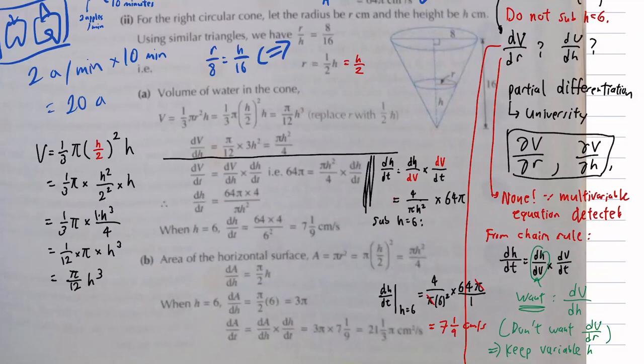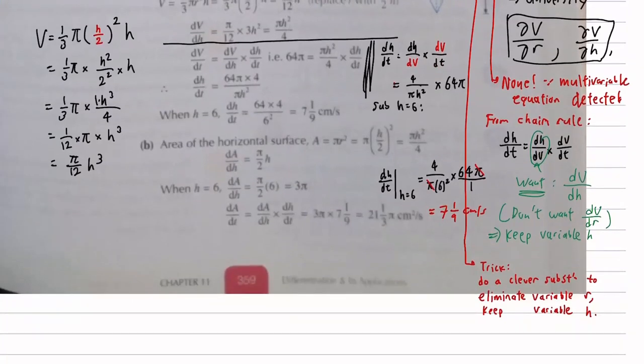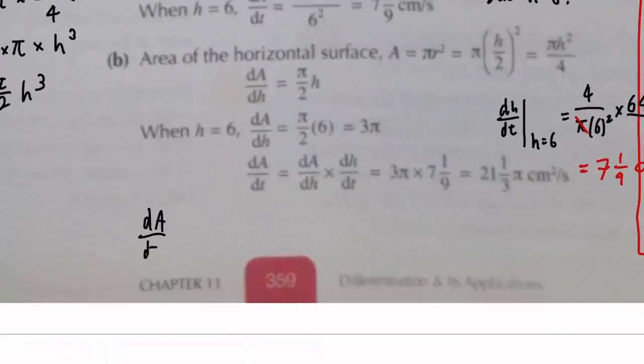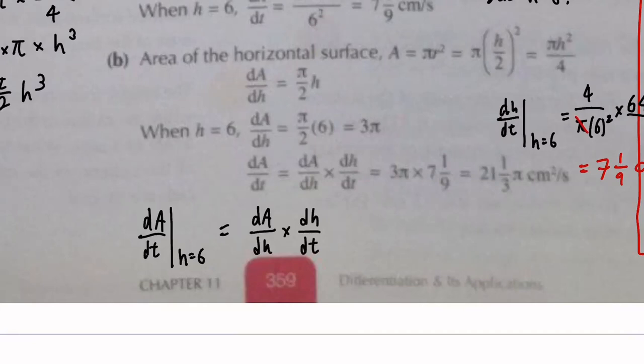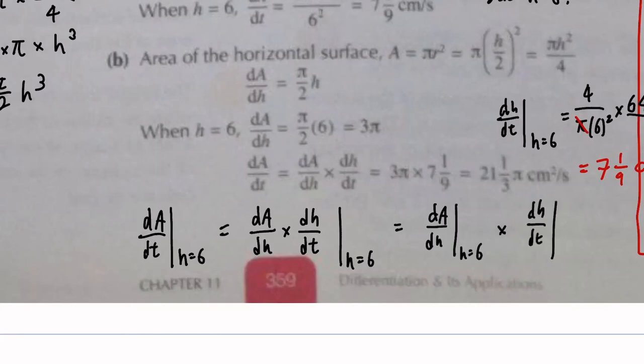Okay. What I mean is, dA by dt given that h equals 6 is equal to dA by dh times dh by dt, this whole thing, given we substitute in h equal to 6. This will be equal to dA by dh, then you sub in h equal to 6, times dh by dt, then you sub in h equal to 6. But it just so happens that dh by dt when h equal to 6 was the answer, 7 and 1/9.